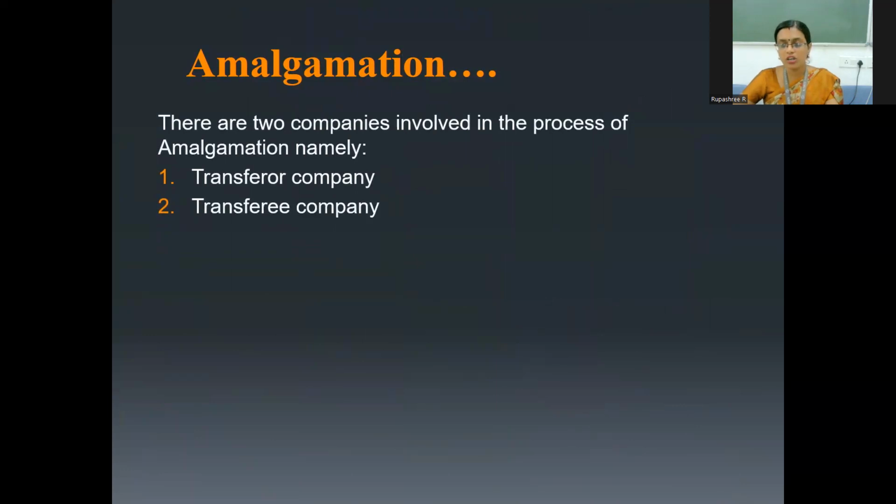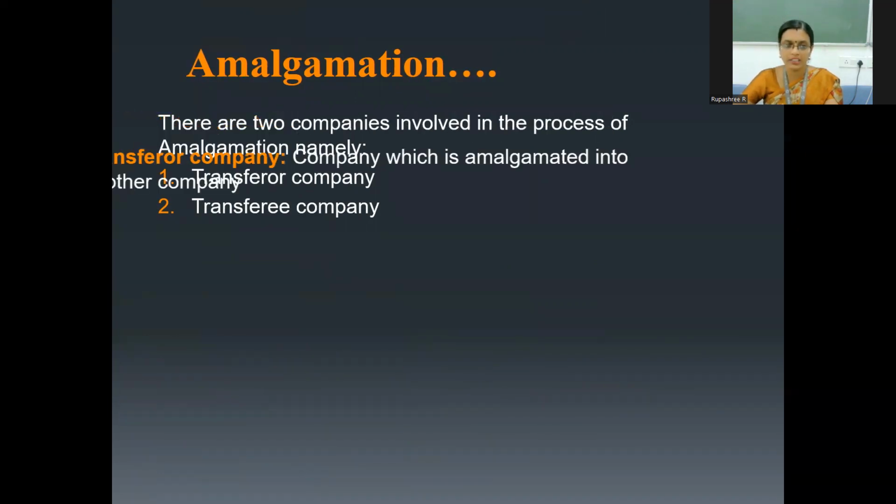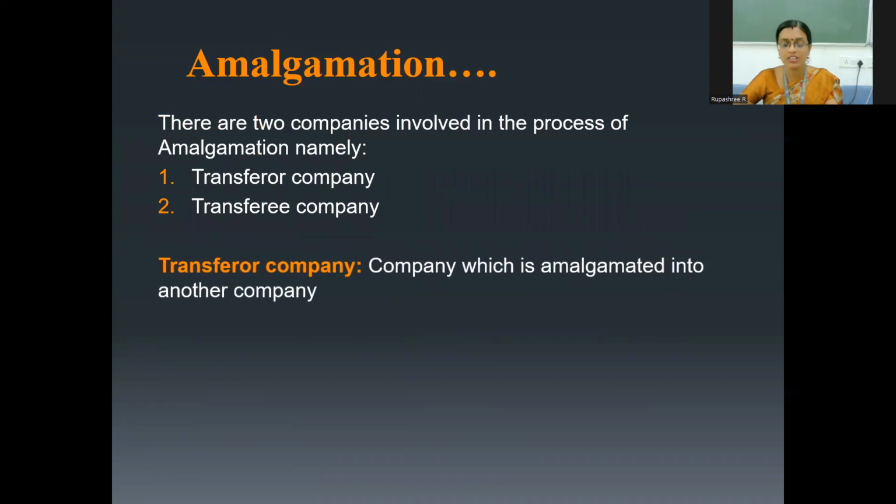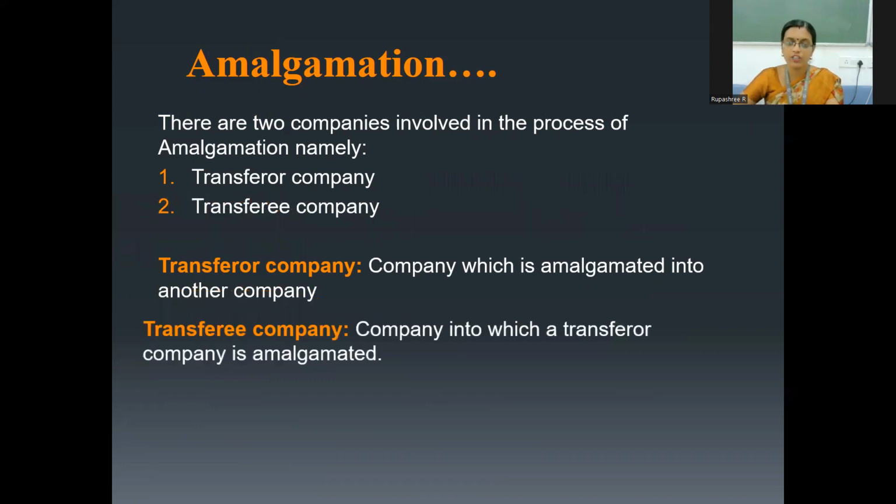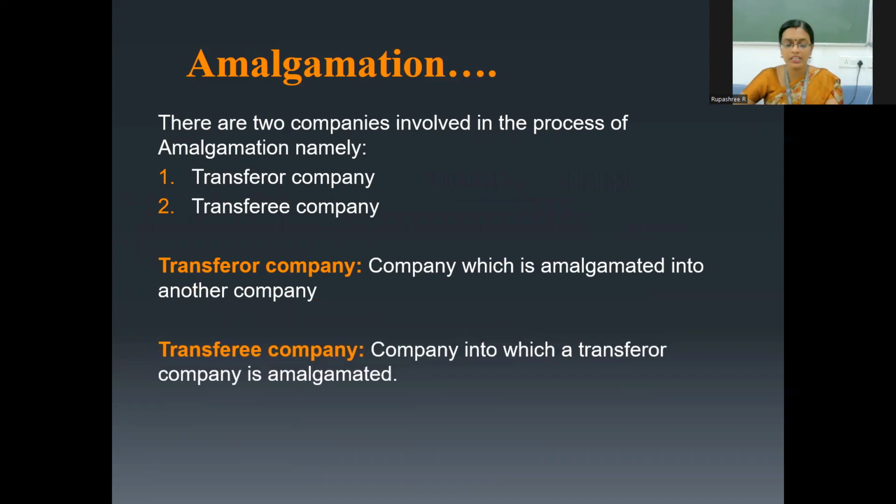Now, whenever we talk about amalgamation, as I told you, there are two companies involved, namely the transferor company and the transferee company. What do you mean by a transferor company? The company which is amalgamated into another company is called the transferor company. And what do you mean by a transferee company? The company into which the transferor company is amalgamated is called a transferee company.